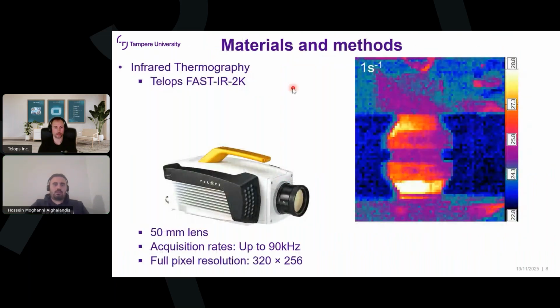In this slide, I want to talk a little bit about infrared thermography. The camera we used was a FAST IR 2K. We used a 50 millimeter lens, and this camera has an acquisition rate of up to 90k hertz, and the full pixel resolution was 320 by 256.